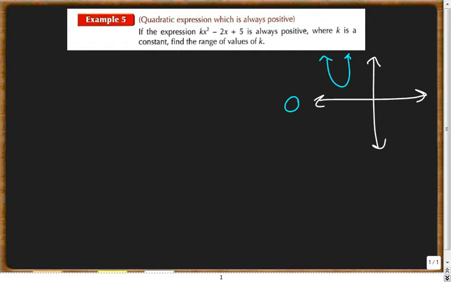Well, the number of x-intercepts that we have is represented right here in our picture. How many x-intercepts do we have? Well, we have 0 x-intercepts. Well, if we have 0 x-intercepts, what does that mean? That means that our discriminant, which is b squared minus 4ac, has to be less than 0.